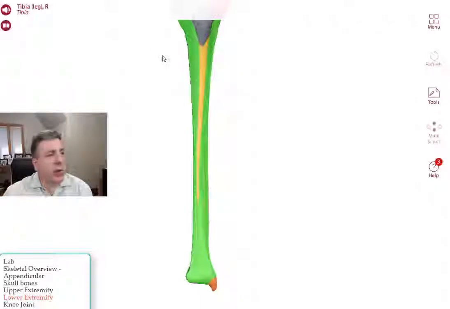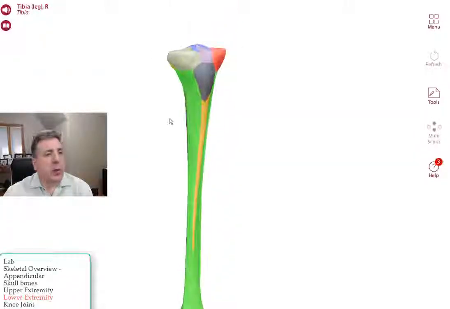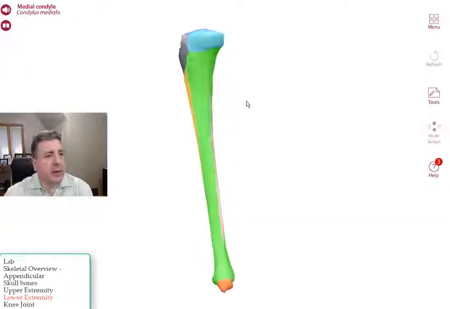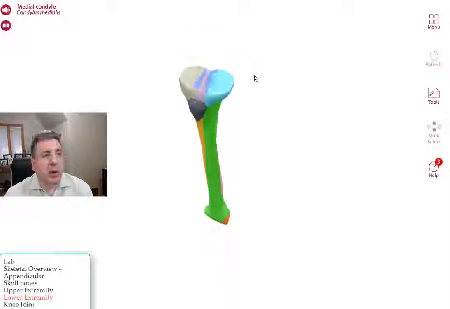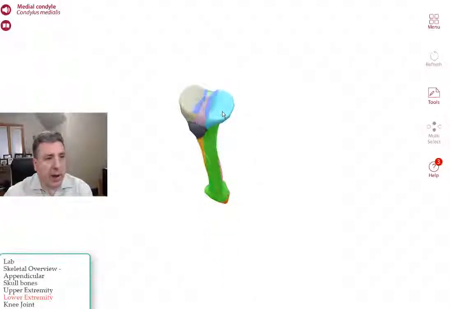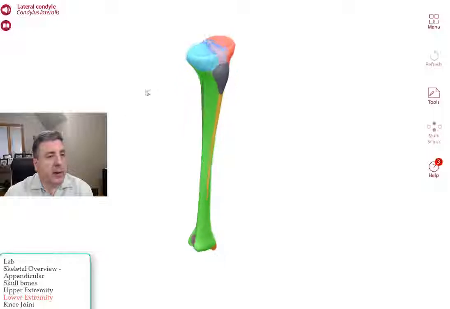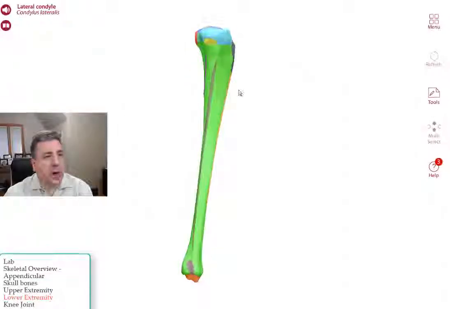A couple things that we have here. We're going to be looking at your medial condyle. Just as with the femur, we had a medial condyle, on the tibia we also have a medial condyle. And this actually comes into contact with the medial meniscus. And then your lateral condyle, obviously that's going to be the lateral side.